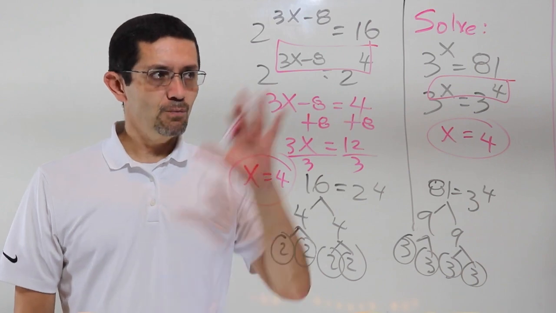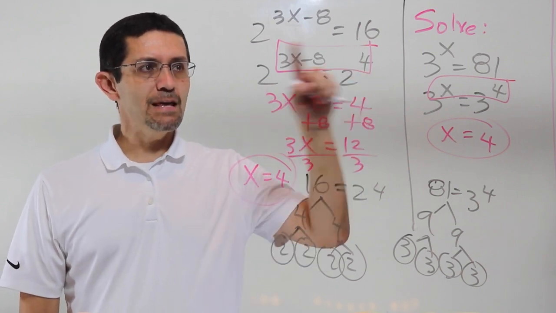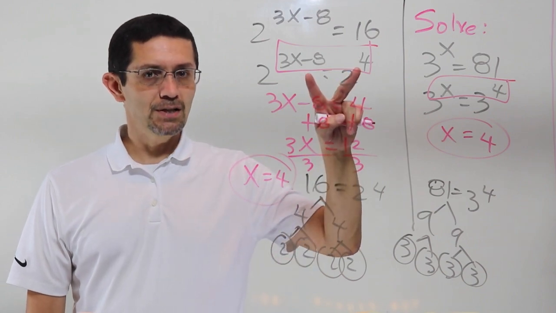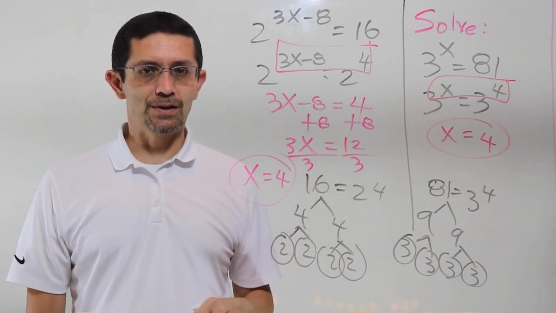All right? So what we're doing right now is getting the same base on both sides of the equation. As soon as I have that, I make the exponents equal, and then I find the value of x.